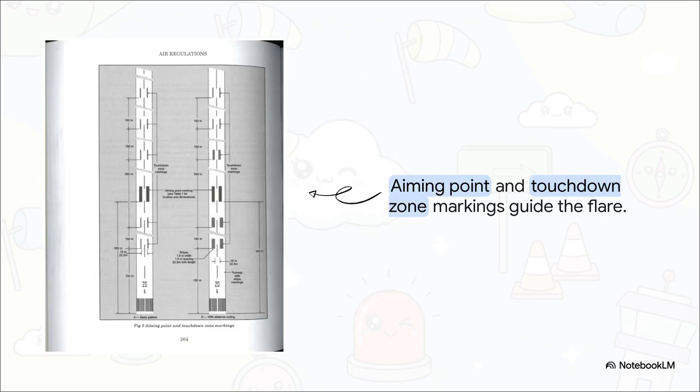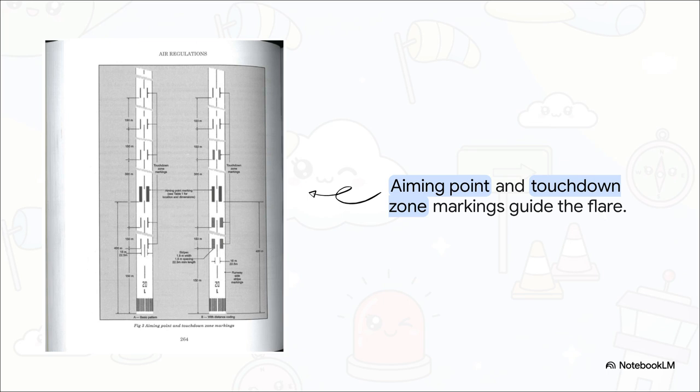Once you cross the threshold, your eyes need a firm target, and that is your aiming point marking. These are the 2 highly conspicuous, thick rectangular stripes you'll spot further down the runway. Now, here's how we apply this concept in the air. The aiming point marking is carefully designed to coincide exactly with the origin of your visual approach slope, meaning if you keep that aiming point totally stationary in your windshield, you are locked dead on to the perfect glide path.